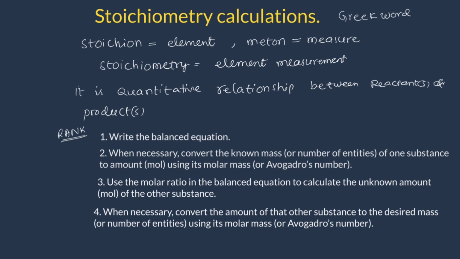Then the fourth point: when you know the moles of the other substance, you can convert again into mass or number of entities by using molar mass or the Avogadro number according to the given information. To calculate the mass of the other substance, use molar mass. To calculate the number of entities, use the Avogadro number. So these four steps we have to follow for the calculation. Keep in mind: first the balanced equation is required, then convert into mole, then from mole to the other substance use the molar ratio to get the mole, and from the mole convert to mass or number of entities.